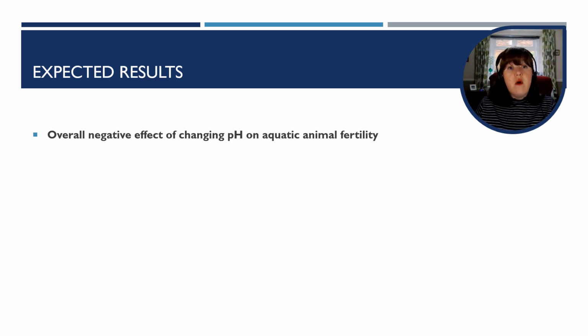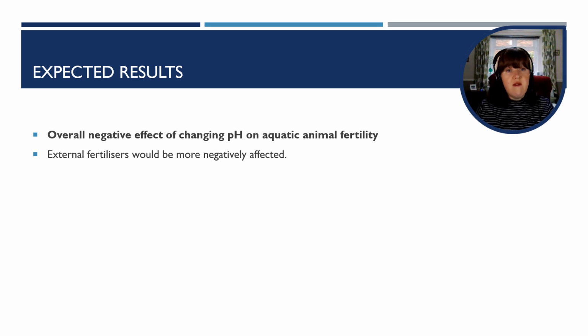So our hypothesis was that altered pH levels in aquatic environments would have negative effects or reduce fertility in many species, with larger deviations from optimal pH levels predicted to cause greater declines in fertility. Species that release gametes directly into the water column are likely to be more negatively affected, as their gametes are directly exposed to the external environment, making them particularly vulnerable to environmental stresses like pH change.